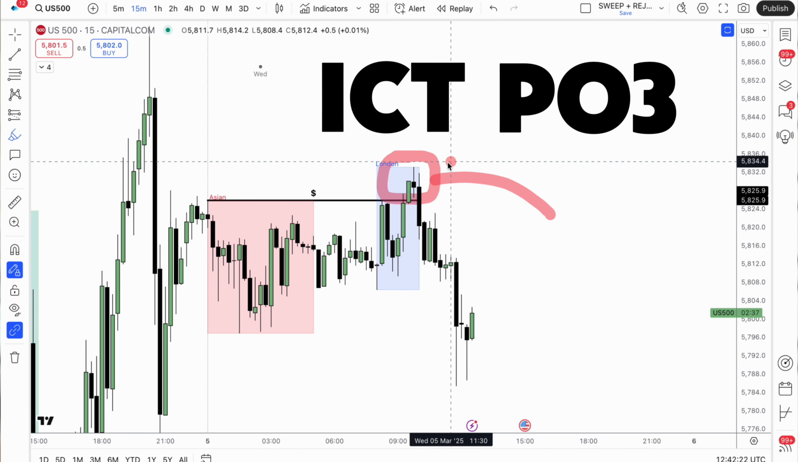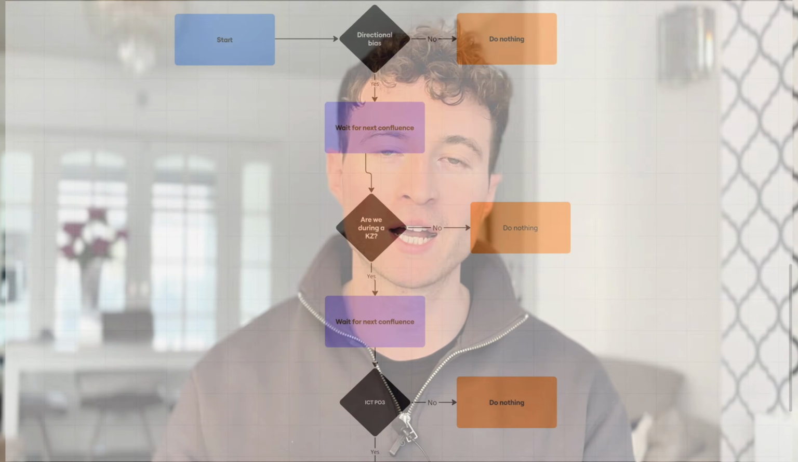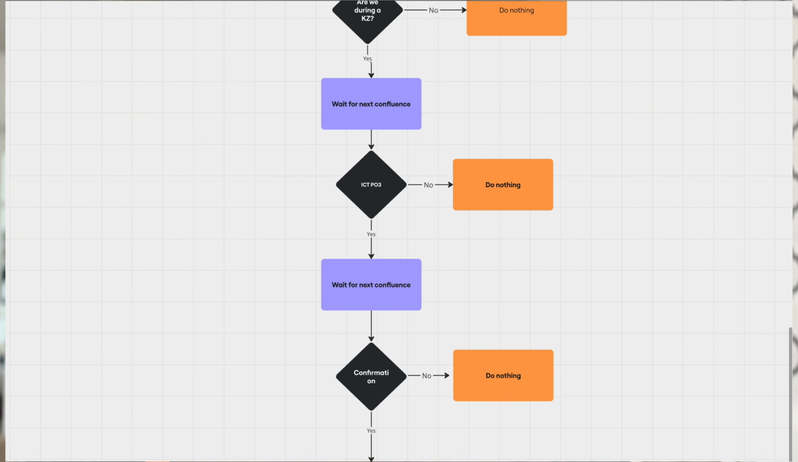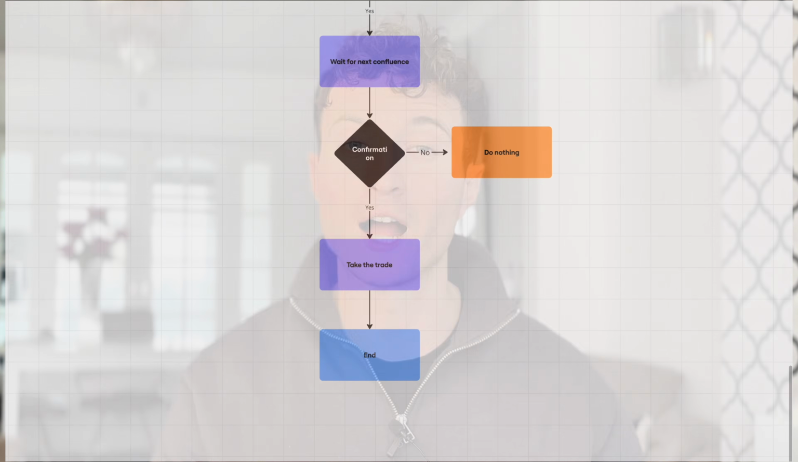This trading strategy involves the ICT power of 3. However, what I've done is put my own spin on it to make it fully mechanical, fully defined, and to make sure that all of the rules are black and white. At the end of the day, the only way that you can succeed is by using a mechanical framework. So let's go ahead and jump straight in.